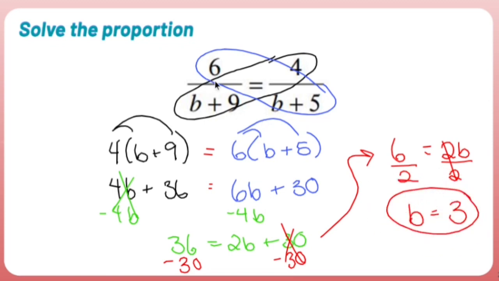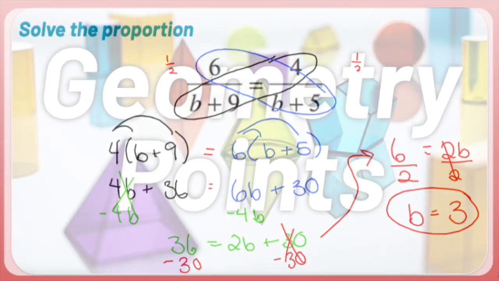And if you wanted to check your work, you could do 3 plus 9 is 12. And 6 over 12 is a half. Cool. And 3 plus 5 is 8. And 4 over 8 is a half. Cool. And a half is a half. Cool. And I'm done.